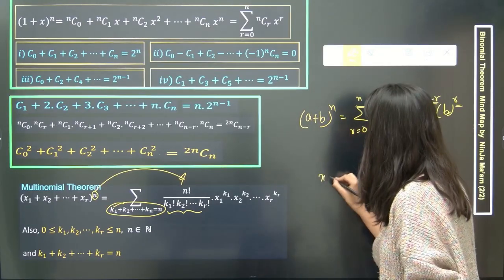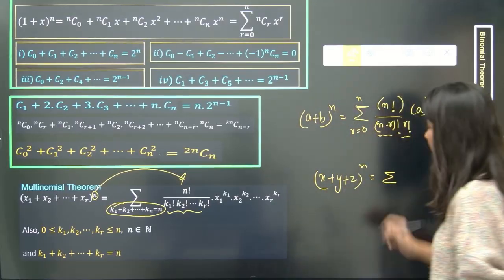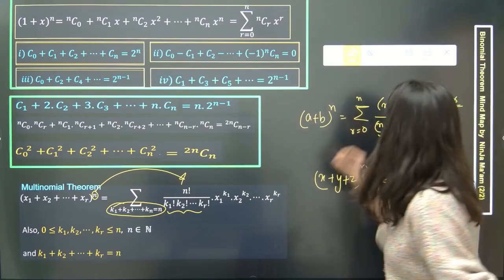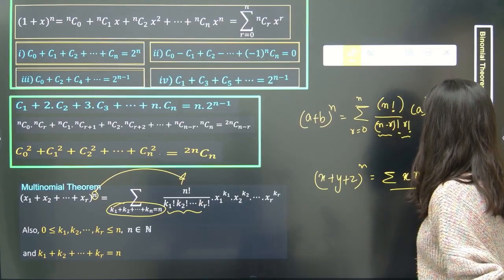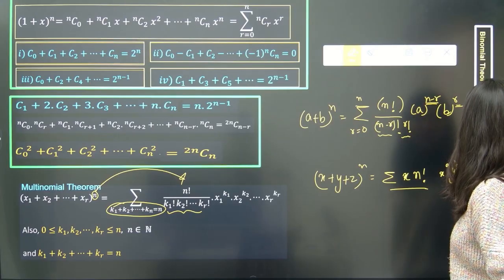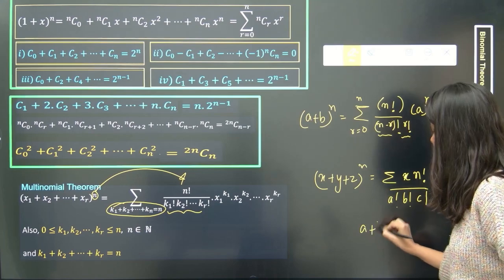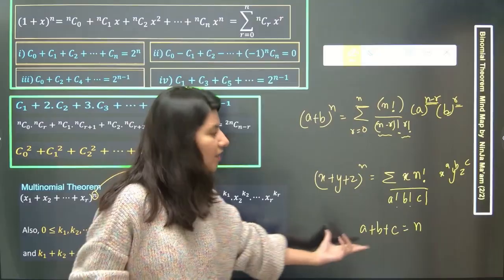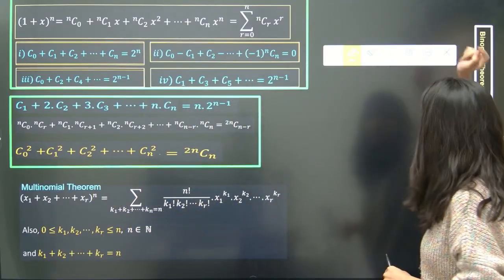So if someone says (x plus y plus z) power n, can you just write it down? It is going to become n factorial upon, now, x power a, y power b, z power c, here a factorial, b factorial, c factorial, and a plus b plus c is equal to n. Sigma is already there, right? So with three terms, this is how you have to write the multinomial theorem, okay? Now multinomial theorem is done.